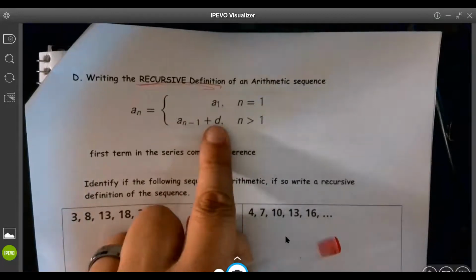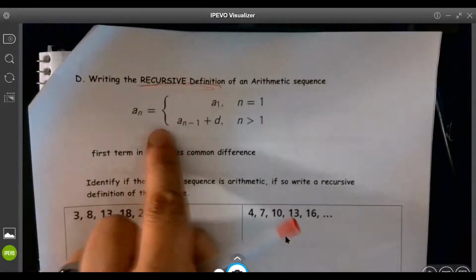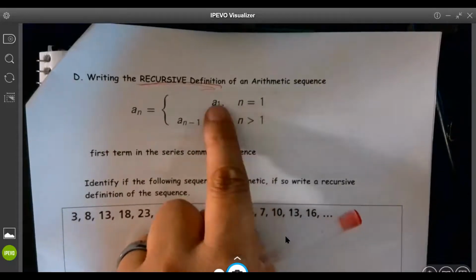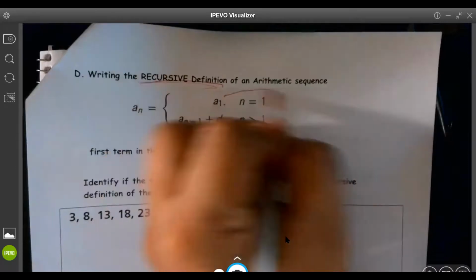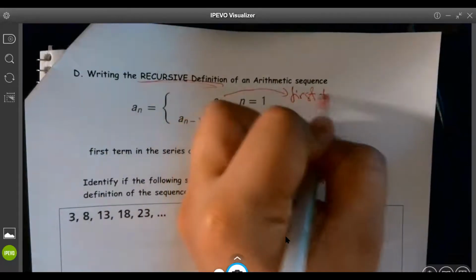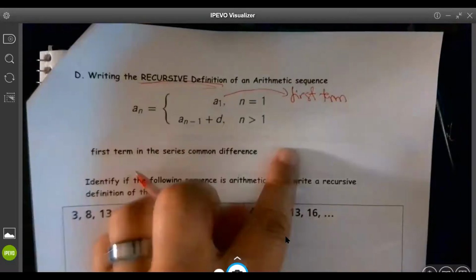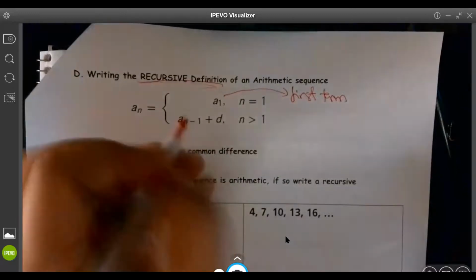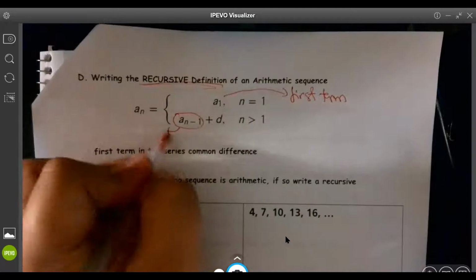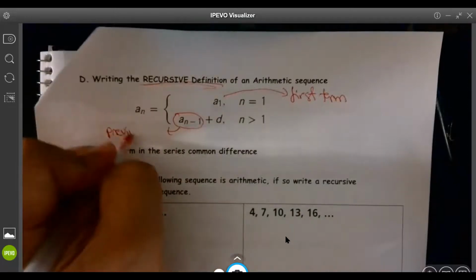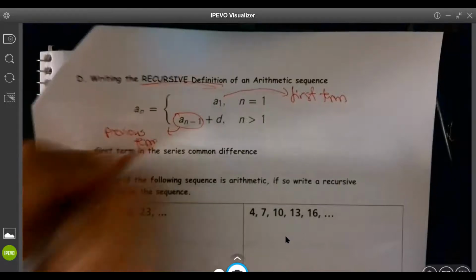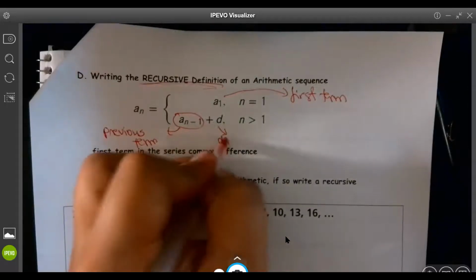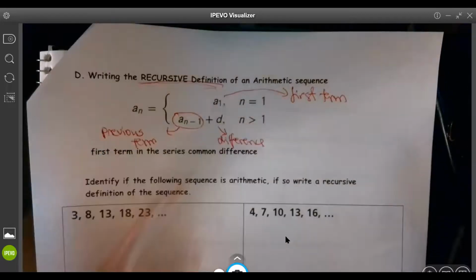So the recursive formula is written in this manner. A sub n is equal to a sub 1 when n is equal to 1. A sub 1 is the first term. Let me write this one. This is the first term. And then to get the next term, you just add the common difference to the previous term. So this one here represents the previous term. Previous term means the term before. And so to get the next term, you add the difference. D is the difference.